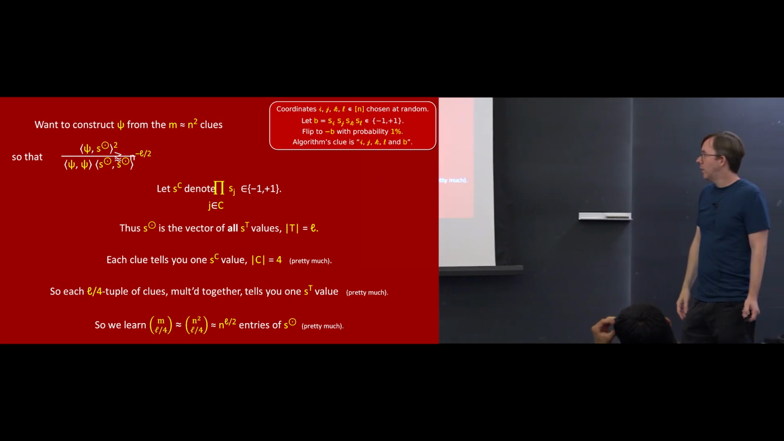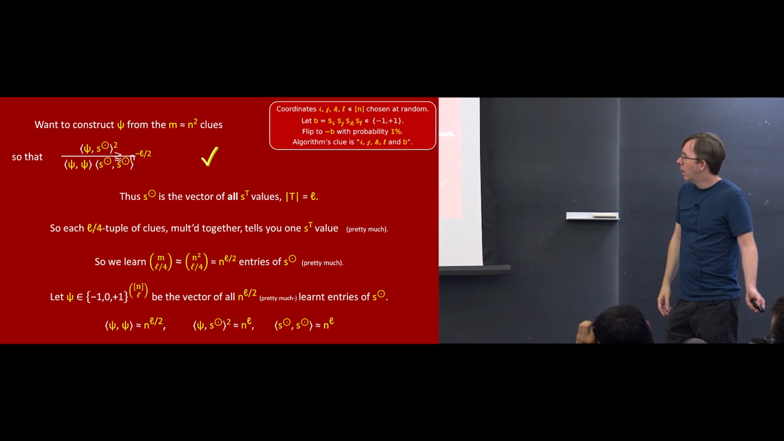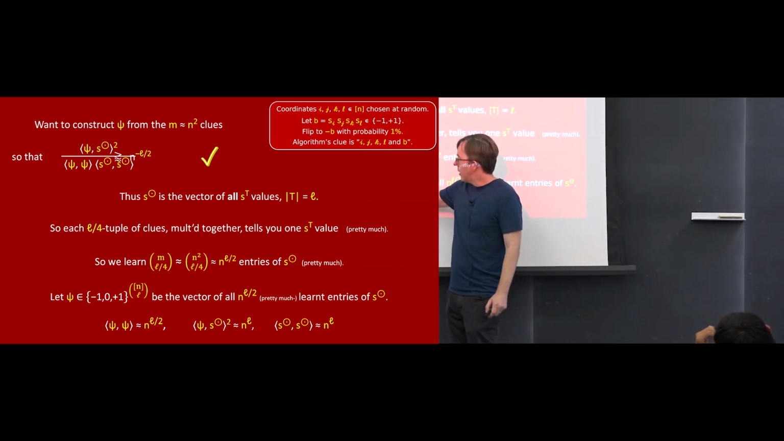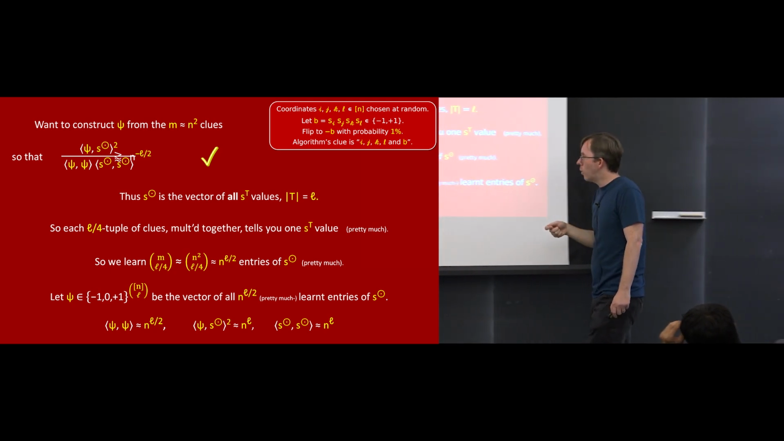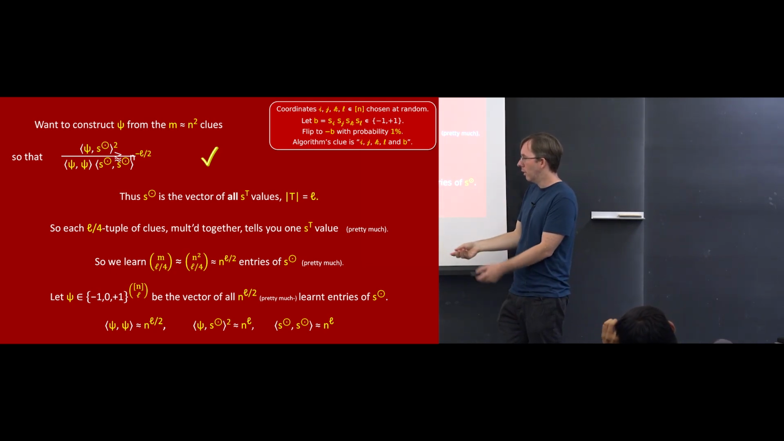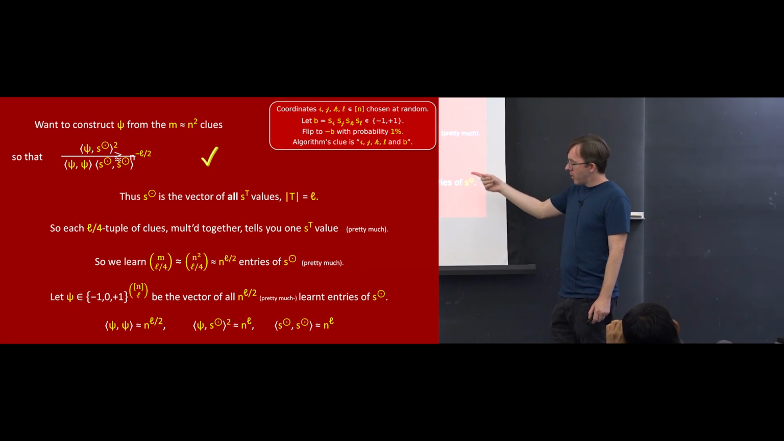And now it's a calculation. Let psi just be the vector in this large space n choose L with -1, 0, and +1, where you put in a -1 or a +1 for all these entries that you learned by combining clues, and 0 if you didn't learn anything about that particular entry T. And these plus or minus 1 values are pretty much the entries of S dot.